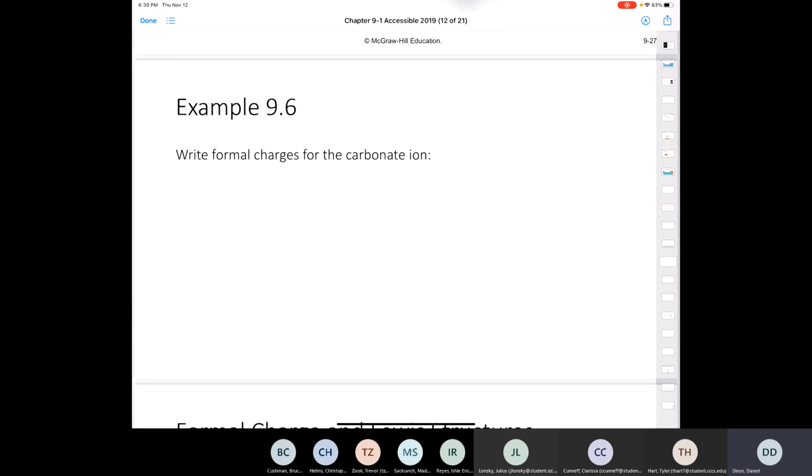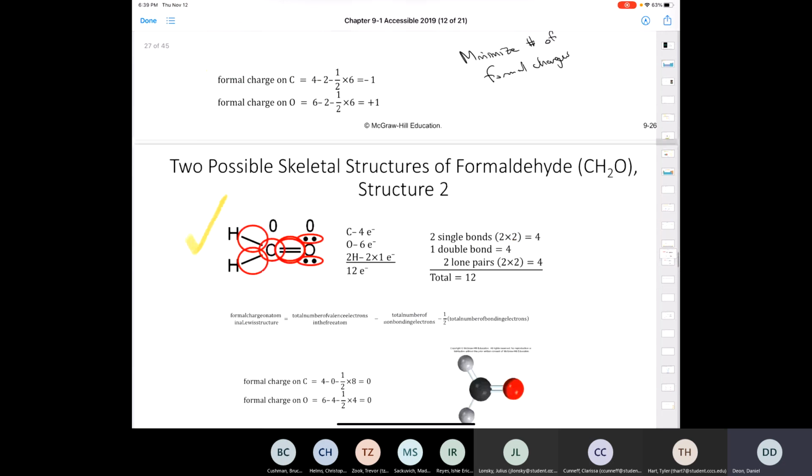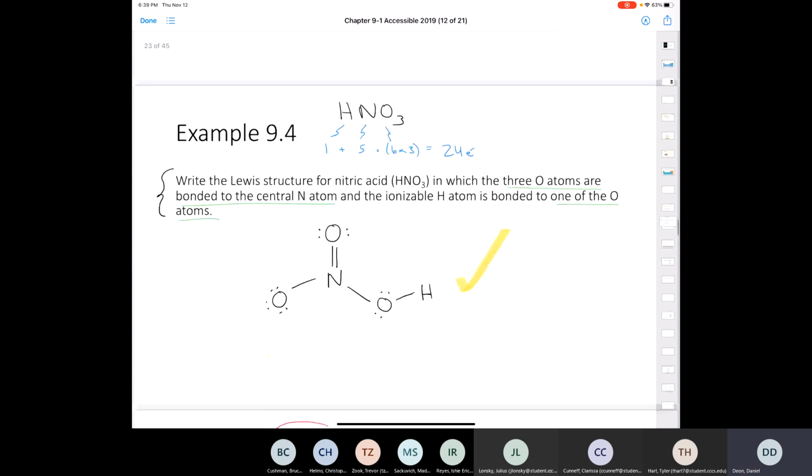It asks us now to write the formal charges of the carbonate ion. We've already done that a few seconds ago. So I want to back up to our nitric acid molecule. Nitric acid doesn't have an overall charge, does it? It's a neutral molecule. But there are formal charges in this Lewis structure. I want you to find the formal charges in this Lewis structure. I'll give you 60 seconds.